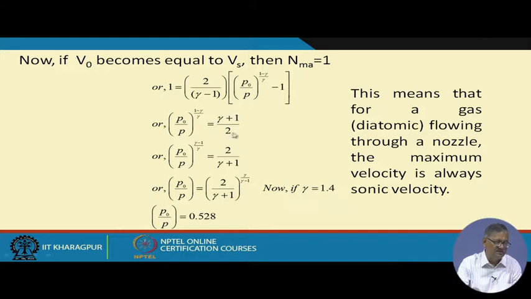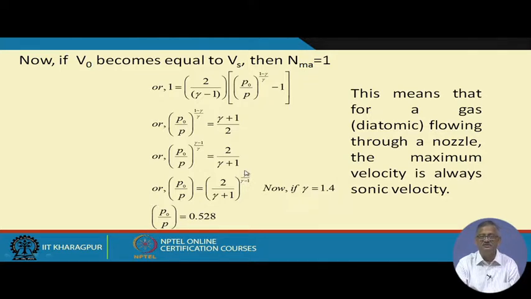So that is what it has become: gamma plus 1 by 2 is equal to P0 by P to the power 1 minus gamma by gamma. So we can also write P0 by P to the power gamma minus 1 by gamma is equal to 2 by gamma plus 1. So P0 by P is equal to 2 by gamma plus 1, inverse of this, to the power gamma by gamma minus 1. So 2 by gamma plus 1 to the power gamma by gamma minus 1.